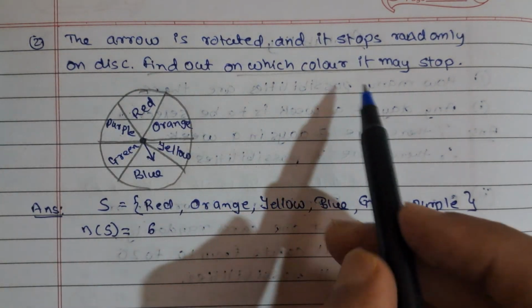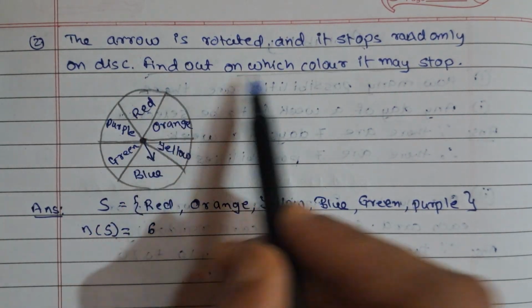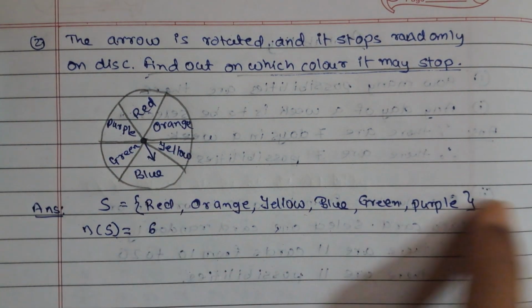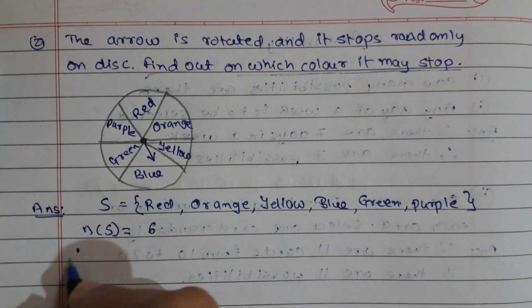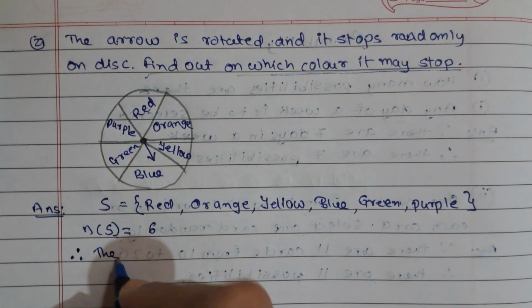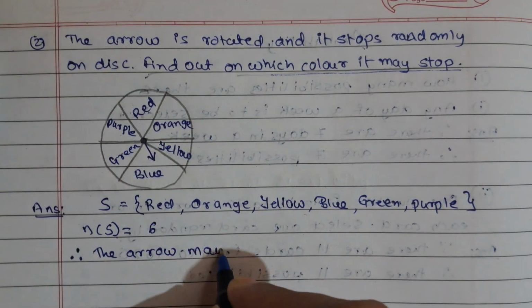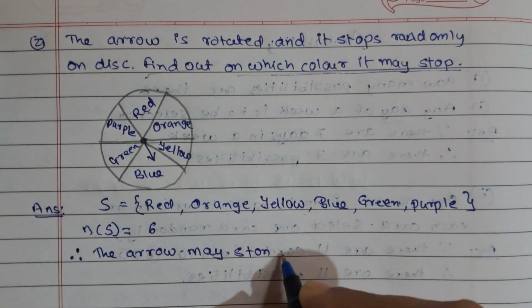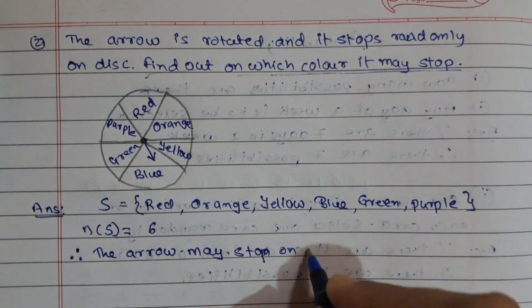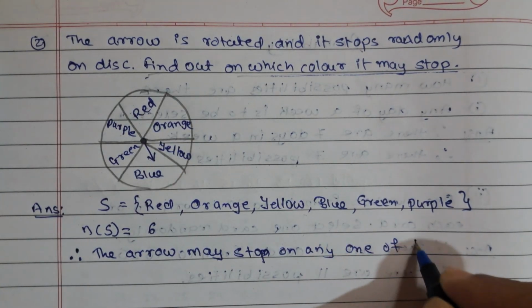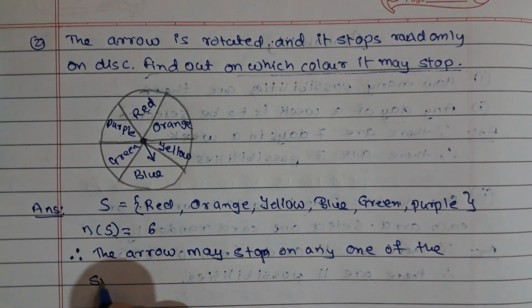But in order to answer the question in a proper way, it says find out on which color it may stop. So what I could say is, the arrow might stop on any one of the 6 colors, isn't it? So I will say therefore the arrow may stop on any one of the 6 colors.